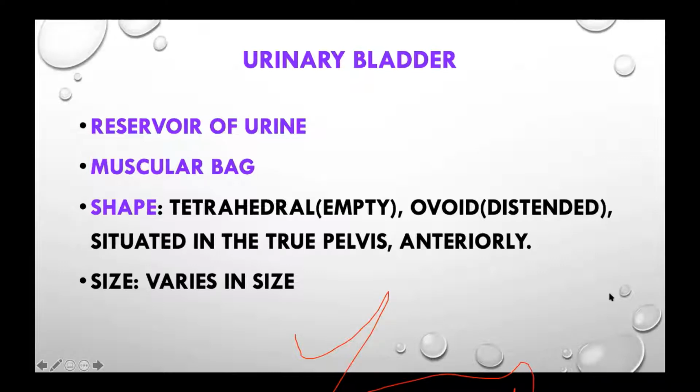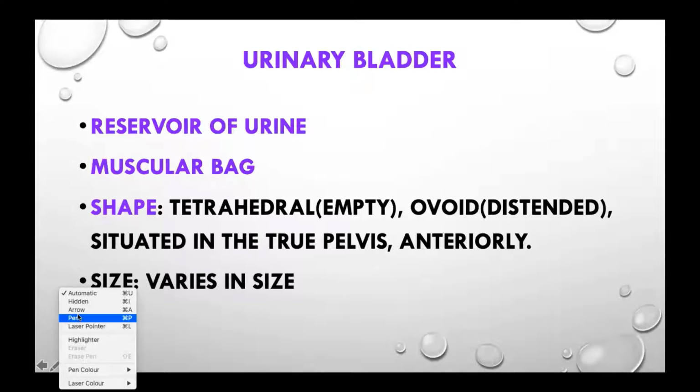Coming to the shape, it is said to be tetrahedral when it is empty, and when it is full or distended, it is ovoid in shape. It loses all its features, meaning the surfaces and the borders, when it is distended, and even the location of the bladder varies accordingly when it is full and when it is empty.